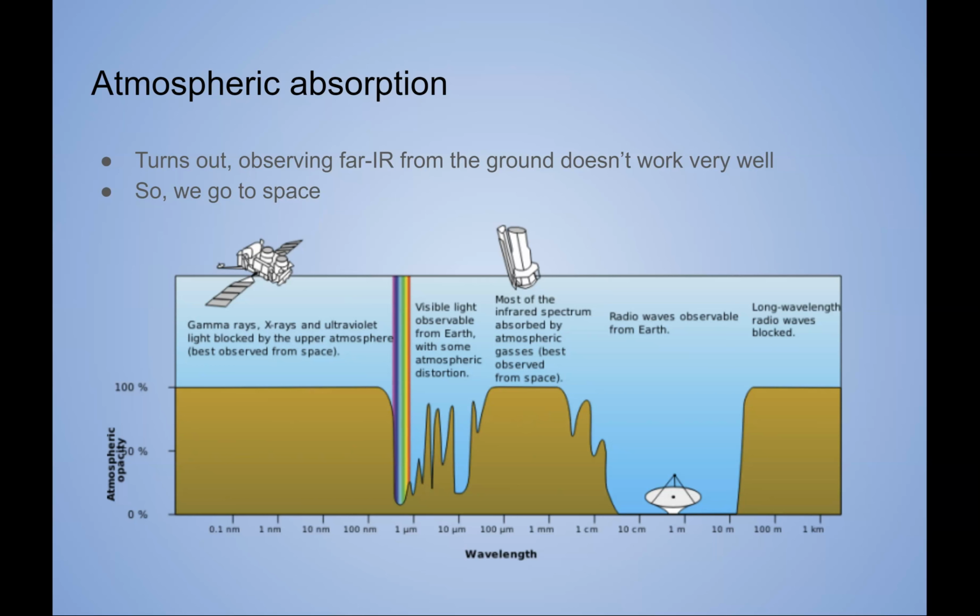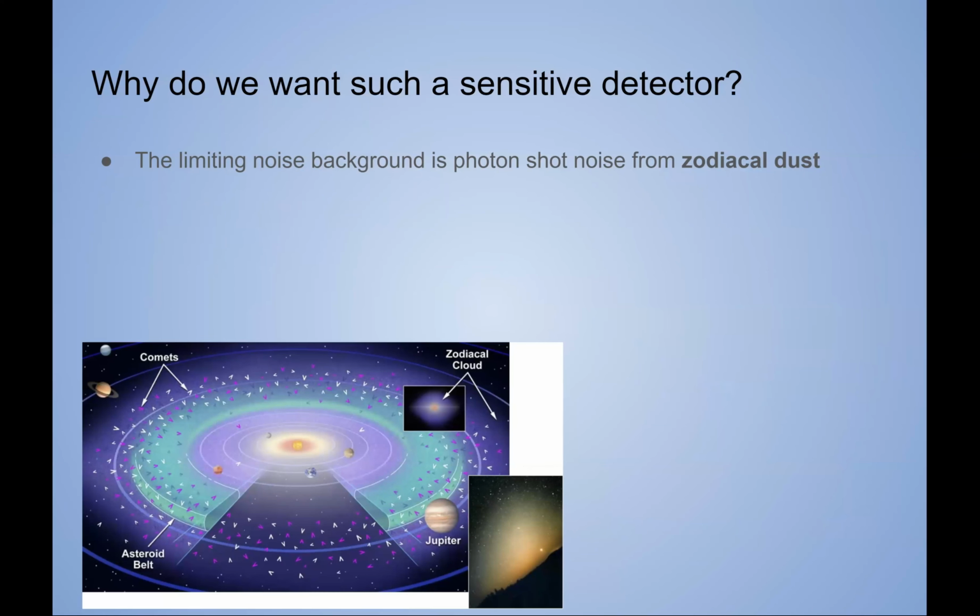Yeah, it's basically you have to go to crazy places, or if you want to look at even shorter wavelengths, you have to go to space. So just the way of the world. But once you're in space, your noise backgrounds are obviously extremely low.